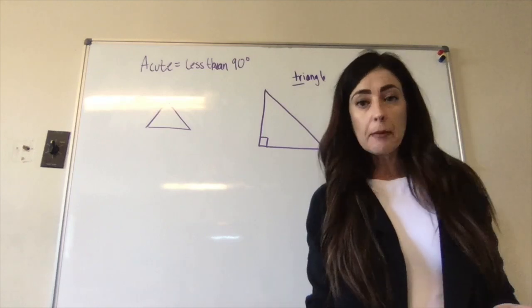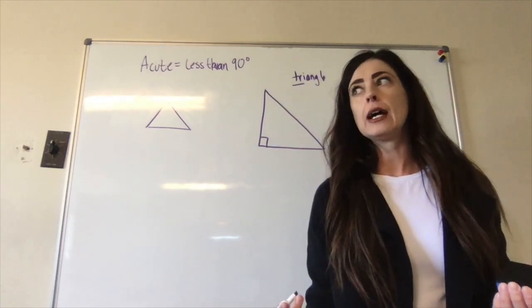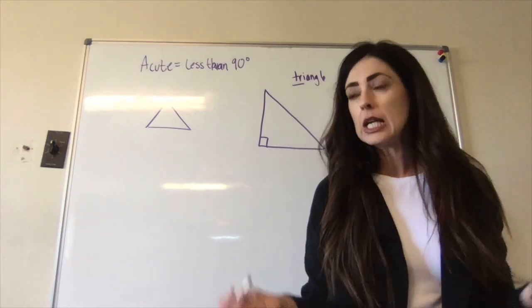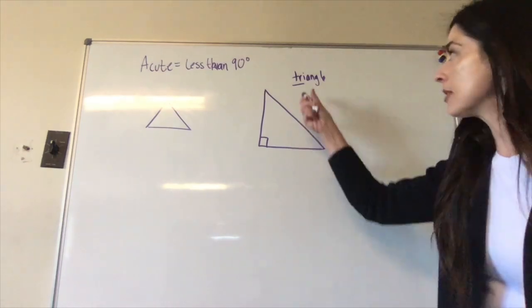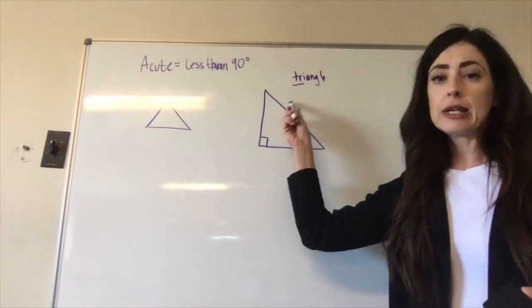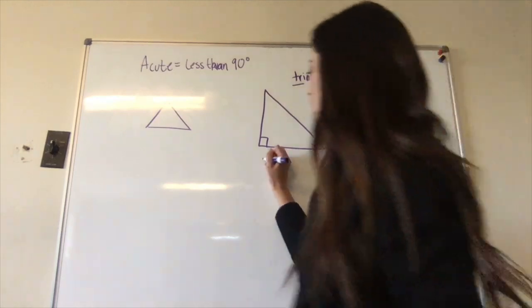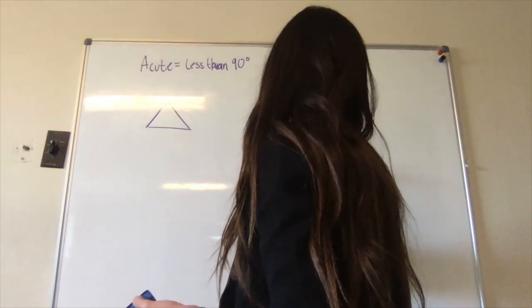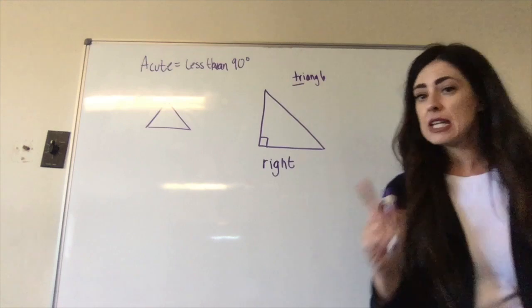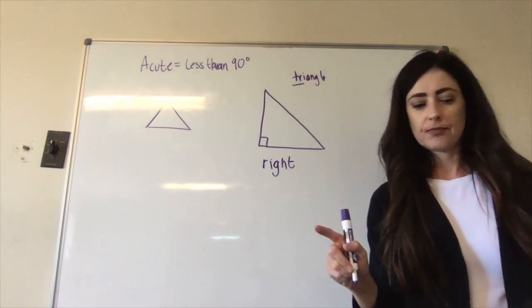Think about a tripod that holds a camera. It has 3 legs. Or a tricycle has 3 wheels, okay? That prefix tri is always going to mean 3. So triangle, 3 angles. We have 1, 2, 3 angles.